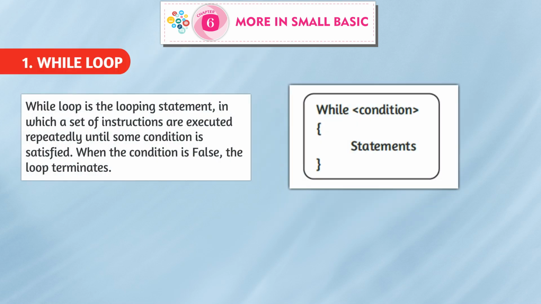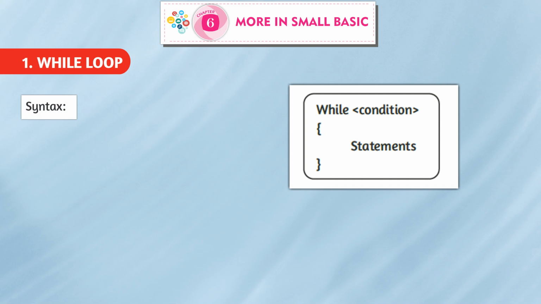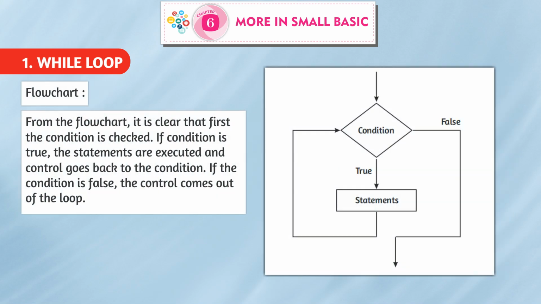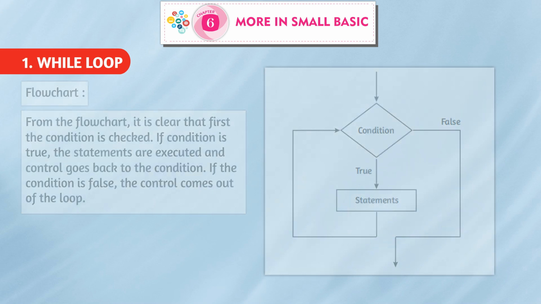1. While loop. While loop is the looping statement in which a set of instructions are executed repeatedly until some condition is satisfied. When the condition is false, the loop terminates. Syntax. Flowchart. From the flowchart, it is clear that first the condition is checked. If the condition is true, the statements are executed and control goes back to the condition. If the condition is false, the control comes out of the loop.